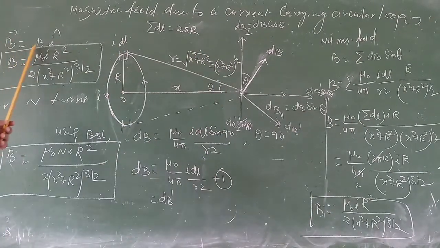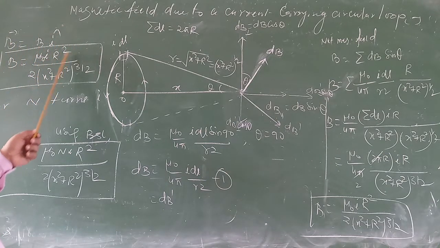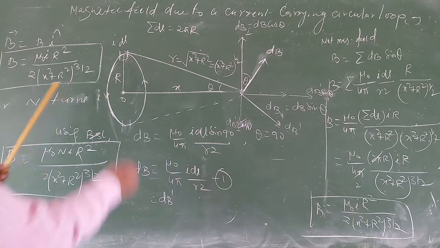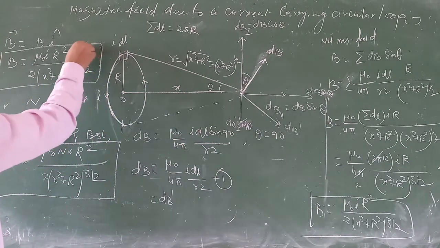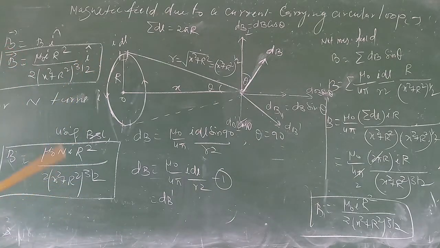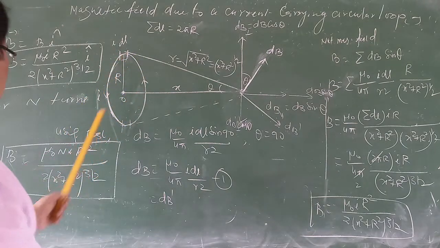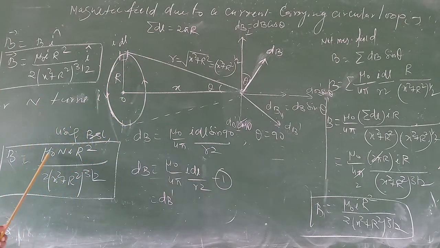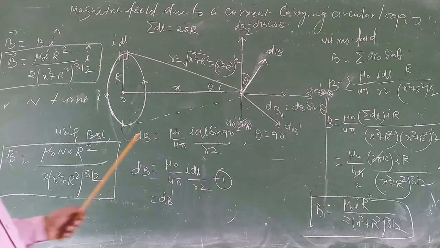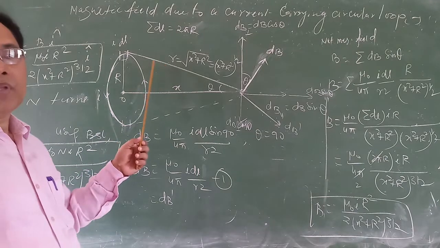Now write the vector form, B equals B i cap. So here mu naught I R square by 2 x square plus R square power 3 by 2 into i cap. This is the direction of the magnetic field. Now suppose there are N turns in this loop. So for N turns you can write mu naught N I R square by 2 x square plus R square power 3 by 2. So this is the magnetic field due to a current carrying circular loop.